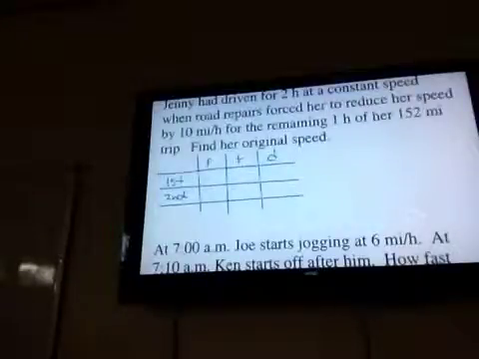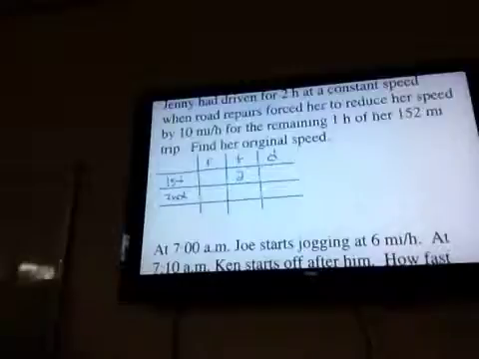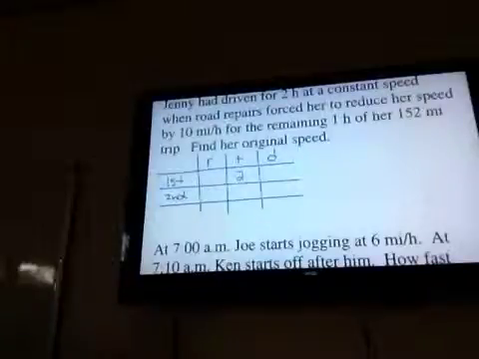Okay, so part one. Jenny had driven for 2 hours. That is a direct amount of time. So her first part of the trip was 2 hours, at a constant rate of speed, when road repairs forced her to reduce her speed by 10 miles for the remaining 1 hour. So the second part is 1 hour, of her 152-mile trip.